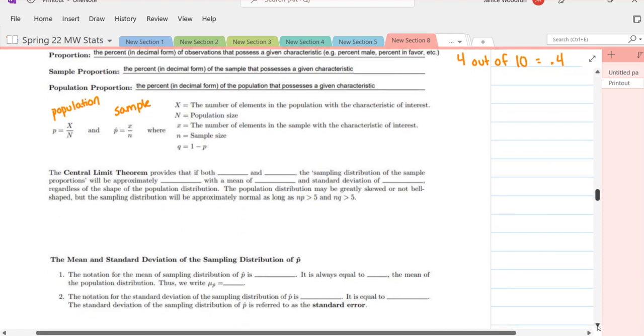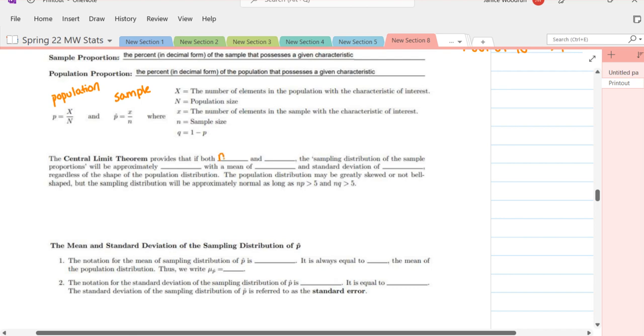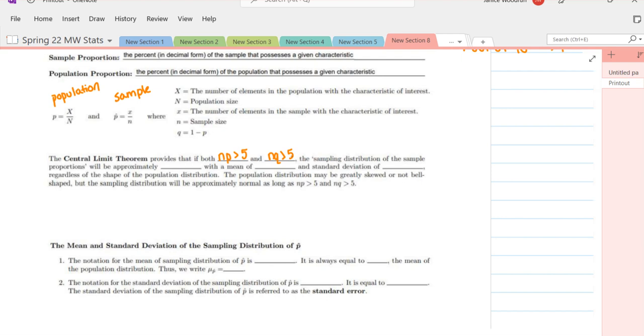Now, in order to proceed when we are doing proportion calculations, we need to follow the central limit theorem. So it's just a quick check, and most of the time it'll say that this works in the problem. But here you have the central limit theorem for this is going to be that if both np is greater than 5 and nq is greater than 5. So the sample size times p and q needs to be greater than 5. Then the sampling distribution of the sample proportions, then we can assume that it's going to be normal.